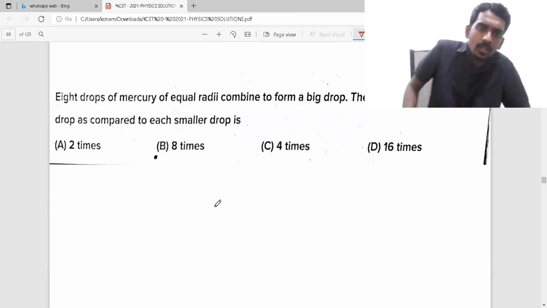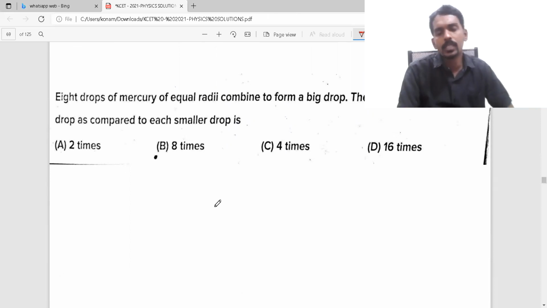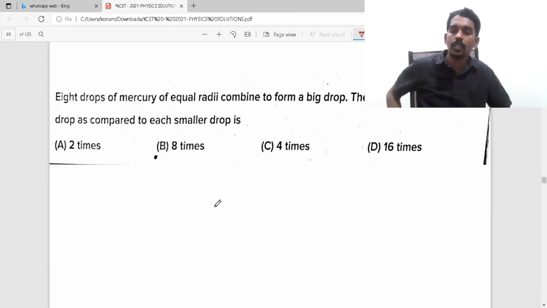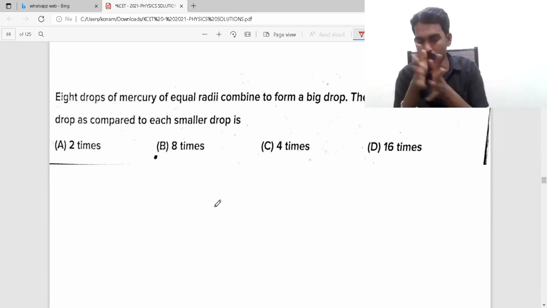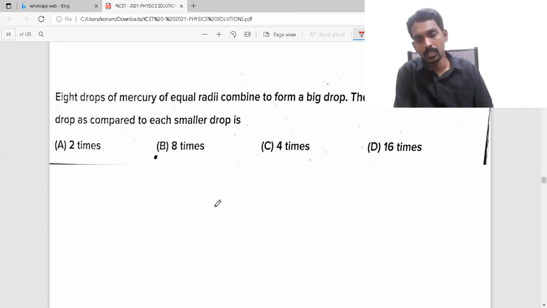Now 8 drops of mercury combine to form a big drop. See, this concept comes in case of viscosity, like terminal velocity. There also a comparison-based question comes, like if 2-3 drops or more drops combined or 1 drop divided, then what is the ratio of terminal velocity? Big and small comparison they'll ask.